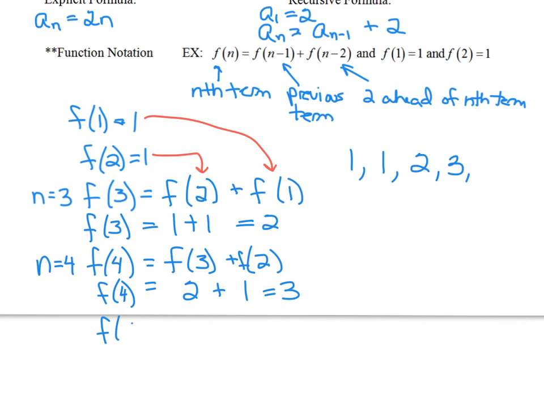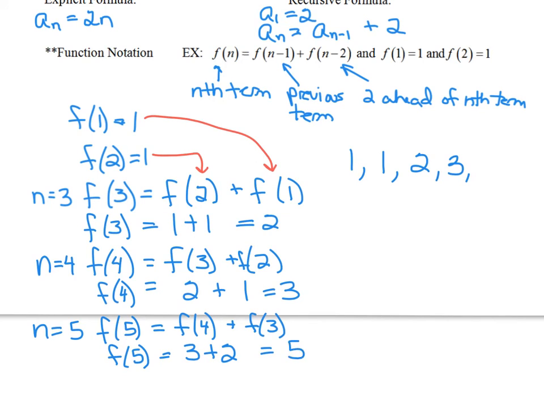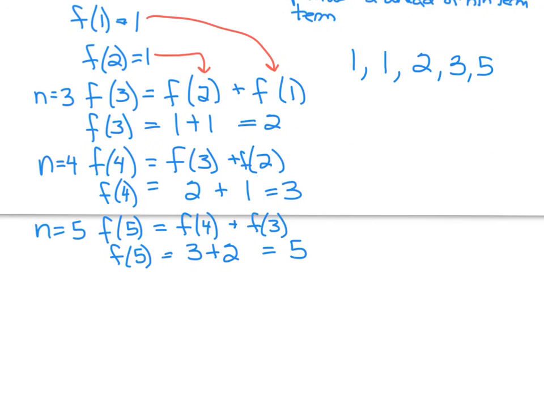I'm going to go at least one more here. f of 5, that means n is 5. So f of 5, when n is 5, I'm adding together f of 4 plus f of 3. f of 4 we just found out was equal to 3. f of 3 we know from above is 2. So the answer for f of 5 is 5. Maybe you're starting to see the pattern that's happening here.